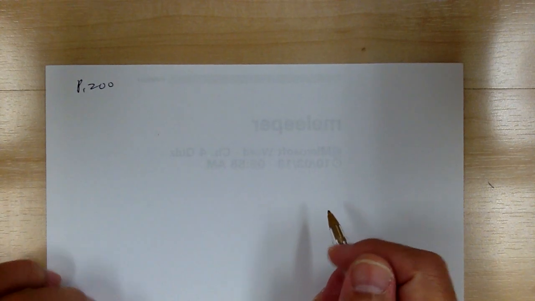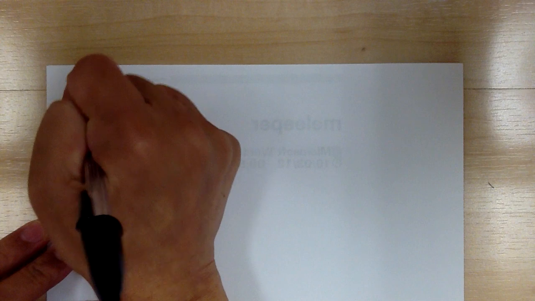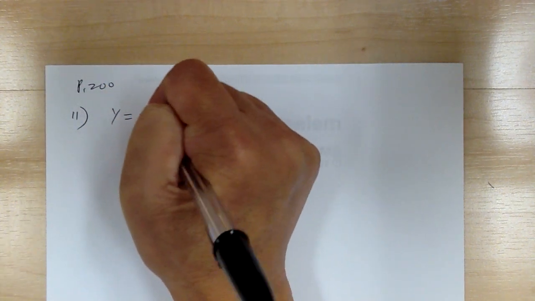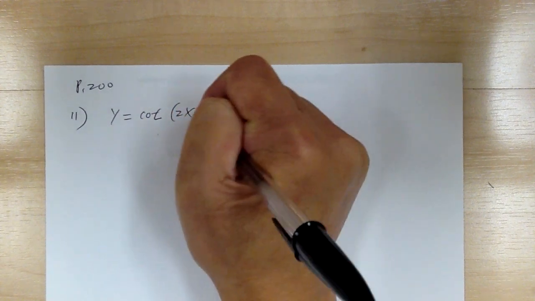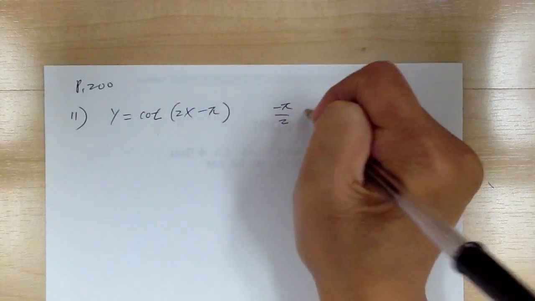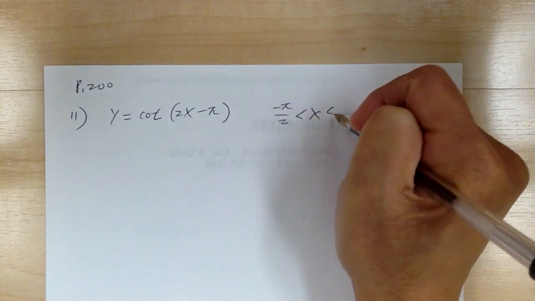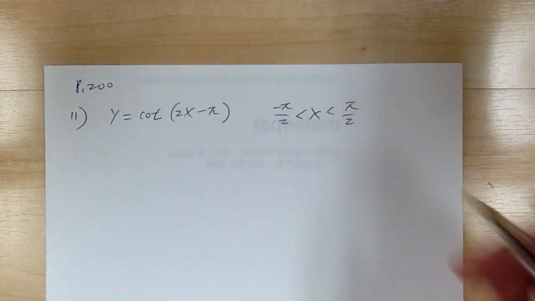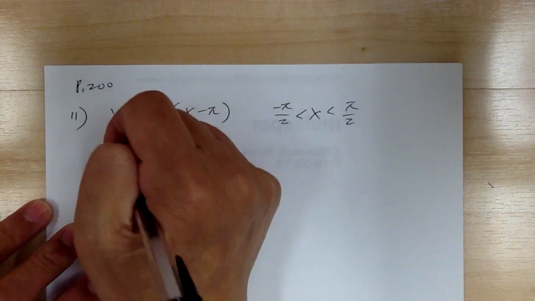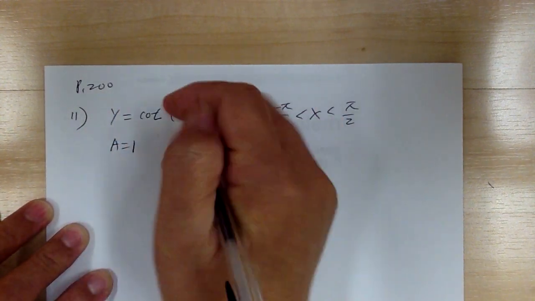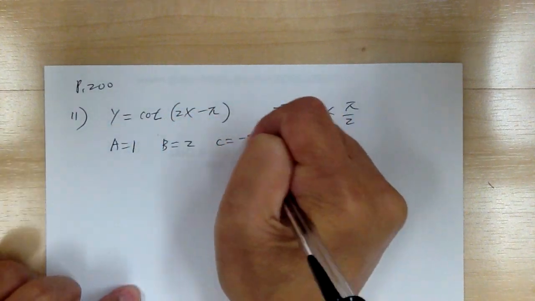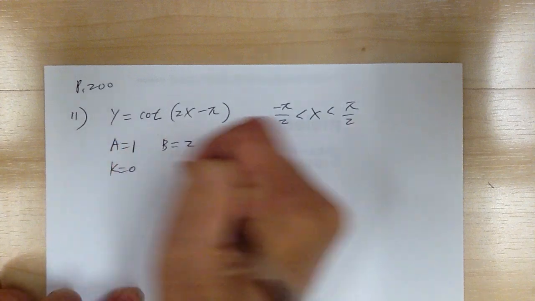Let's go to page 200 and start with number 11. You have y equal to cotangent of 2x minus pi, and you want to go from negative pi over 2 to positive pi over 2. First thing you want to do is, again, get all your information. So a equal to 1, b equal to 2, c equal to pi, and k equal to 0.